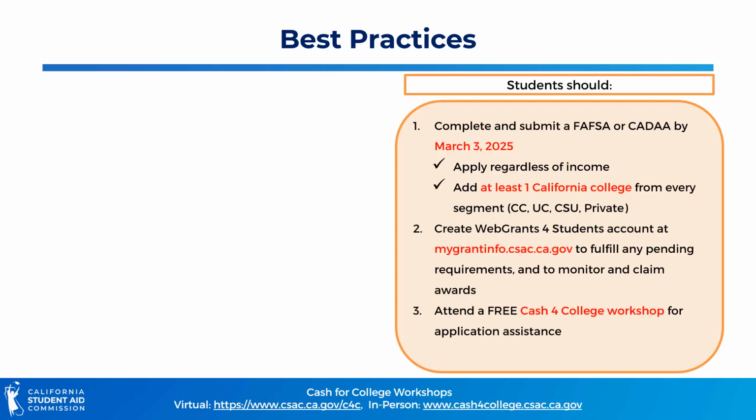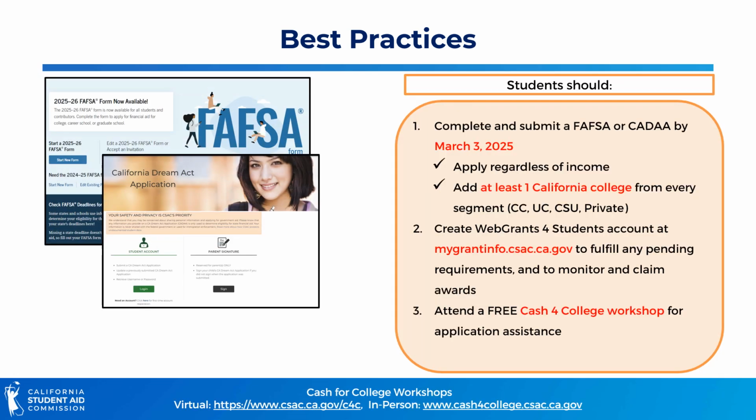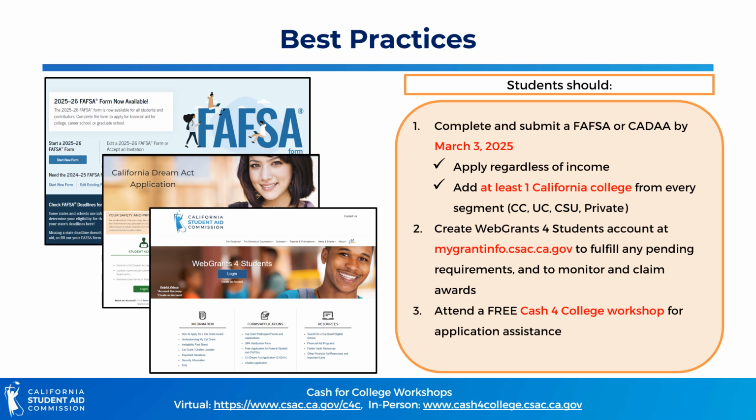On the flip side, students should submit a FAFSA or a CADAA no later than the priority deadline. All students should apply for financial aid regardless of income, since not all aid is income-based. And students should include at least one California college from every segment on their financial aid application, even if they plan on attending college out of state. Next, students should also create a Web Grants for Students account after they submit a financial aid application to complete any pending tasks and to claim their awards.